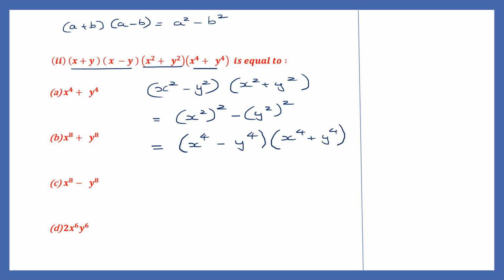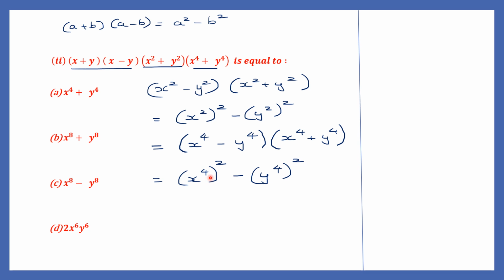Now can you see that this is also in the form of (a plus b) into (a minus b). This will be a, this will be b. The terms are the same. One is addition, one is subtraction. That means this is equal to a square minus b square. So if this is a, then a square will be x to the power of 4 square minus y to the power of 4 square. So this is in the form of a square minus b square.